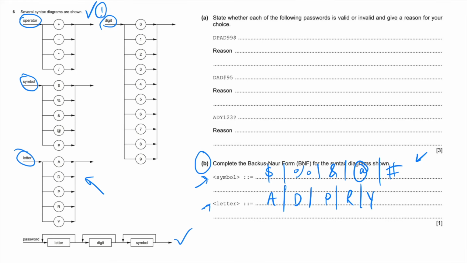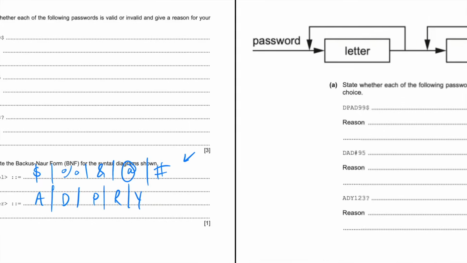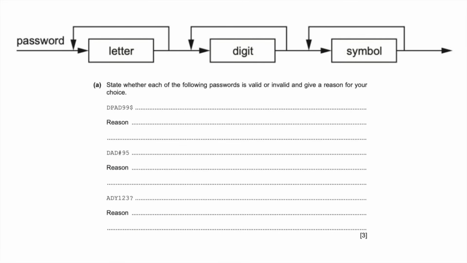Now, having done that, let's go back to the first question, which is A. State whether each of the following passwords is valid or invalid, and give a reason for your choice. So basically, in order to deal with this problem, we need to look at this diagram right here. And let's take a look at an expanded version so I can more easily explain it. In this type of diagram, we get a format for how a particular string is supposed to look in a programming language. So what this is telling us is that a password in this programming context has to follow a certain format. It needs to have letters, digits, and symbols.